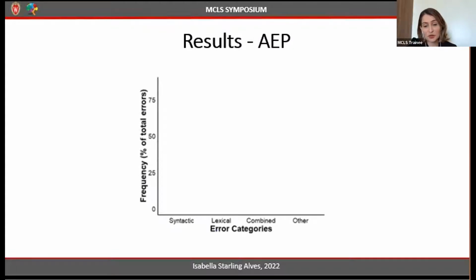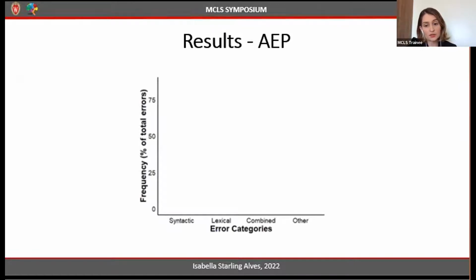As I mentioned before, we were more interested in the type of errors participants committed. So we classified the errors, inspired by the whole number literature, as syntactic, lexical, combined errors, or other when the errors did not apply to any of these.